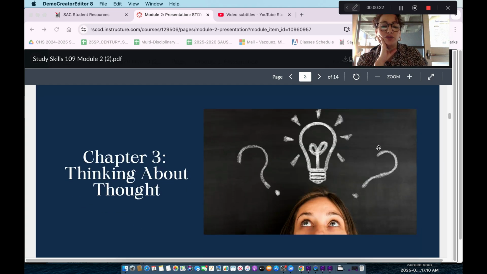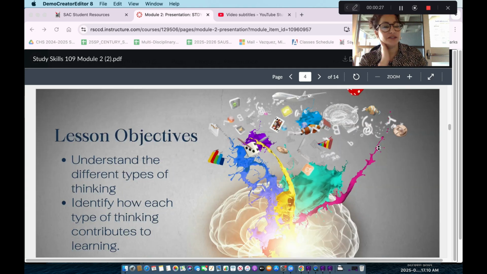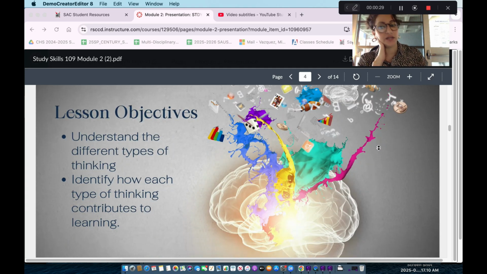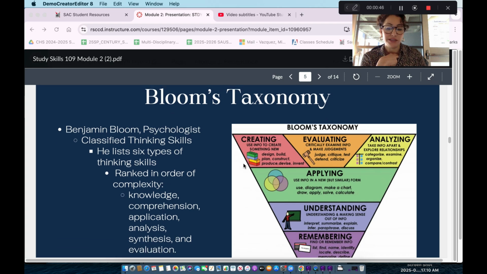So in Chapter 3, thinking about thought, which sounds kind of weird, right? But there is different types of thinking, different types of thought. You need to understand the different types of thinking, and you are also going to learn how to identify each type of thinking and how it contributes to your learning. So this is Bloom's taxonomy, and Bloom's taxonomy, take notes. Benjamin Bloom was a psychologist, and he classified the different types of thinking.